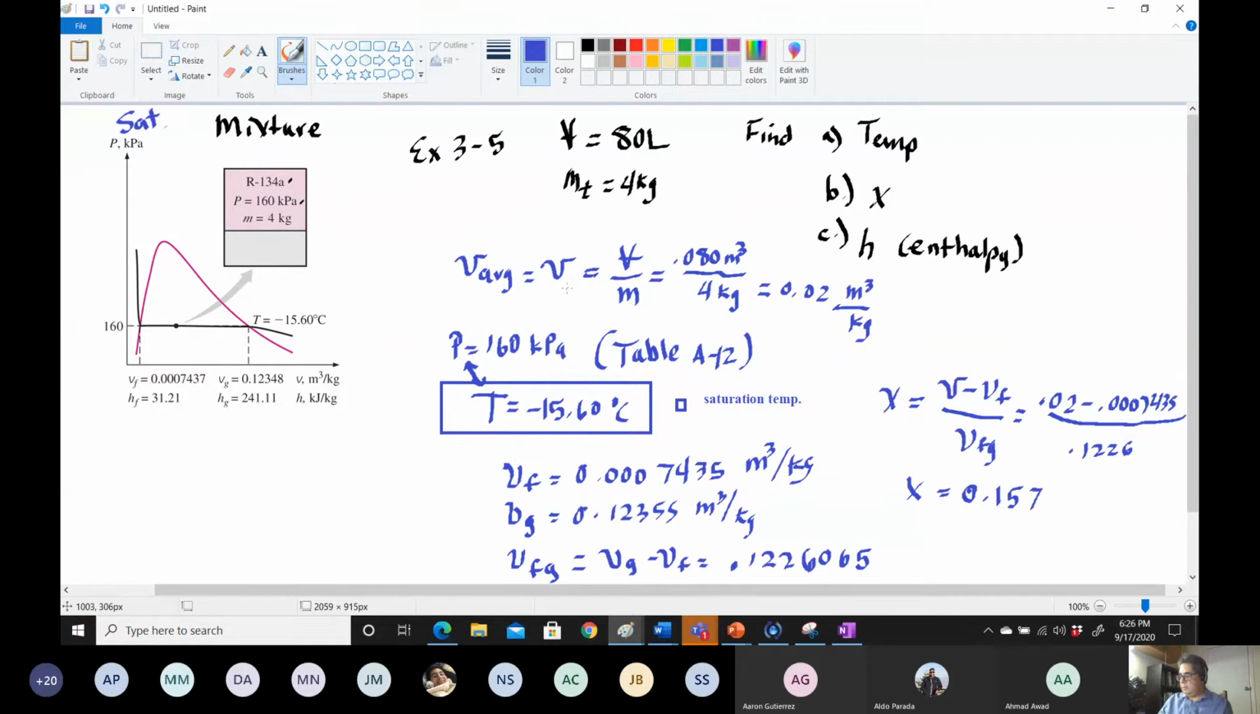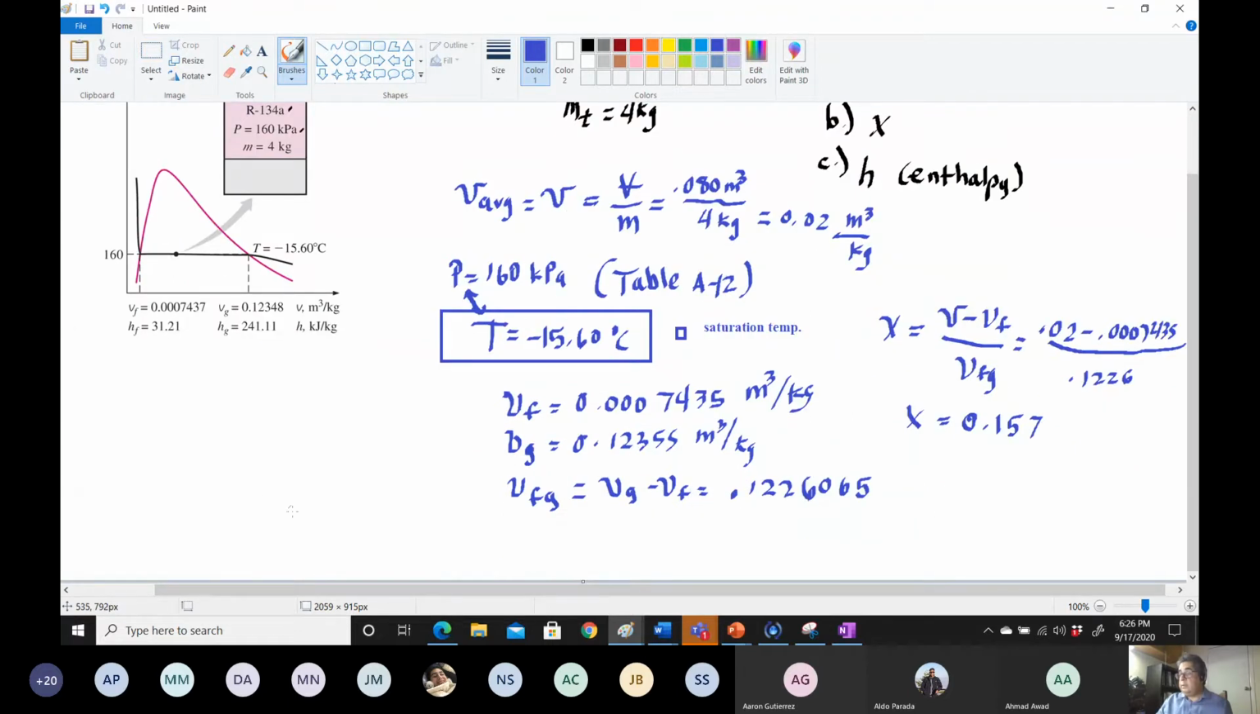So the enthalpy is, let me see if I can go ahead and just write down here. So I'm going to write it over here. The enthalpy, H, is equal to HF plus X times HFG. So for that, we need to go, and these are table values again. These you find in table A-12. So I'll let you do that. I'm just going to write it down. HF is equal to 31.18, and that is kilojoules per kilogram.